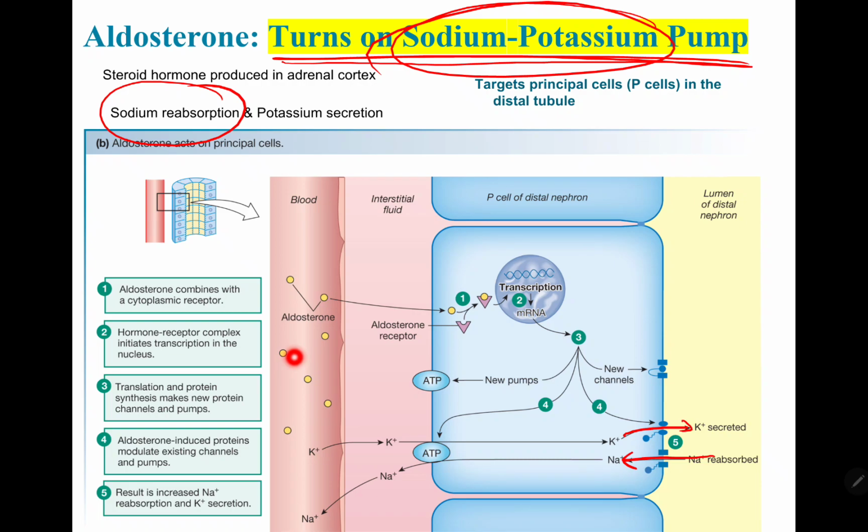Again, aldosterone is going to be released, goes to the kidneys, turns on those sodium potassium pumps in that distal tubule for sodium reabsorption and potassium secretion. But remember, when you reabsorb sodium, you're going to reabsorb water, thus increasing your blood volume and increasing your blood pressure.